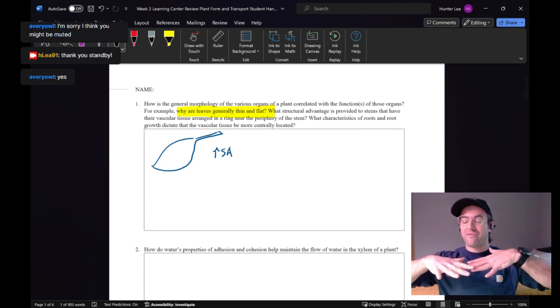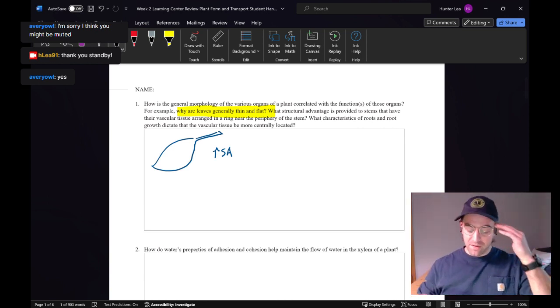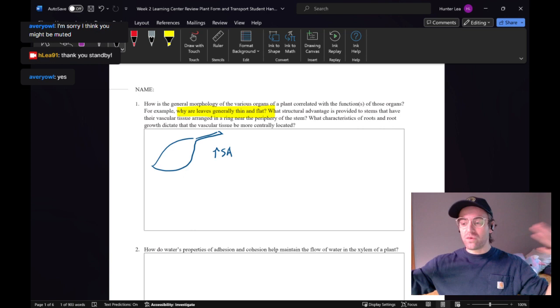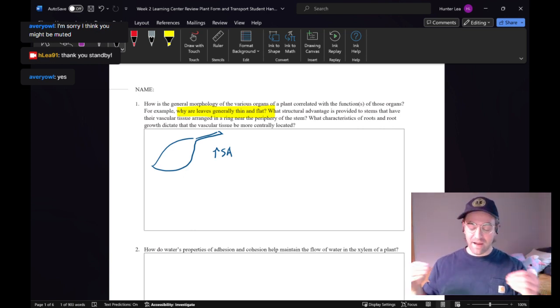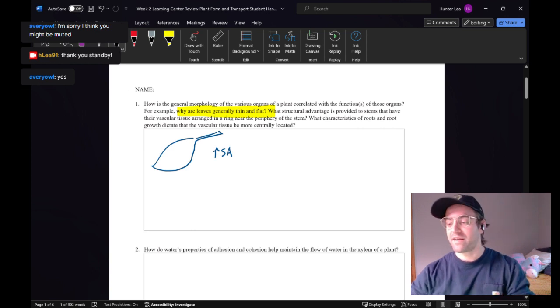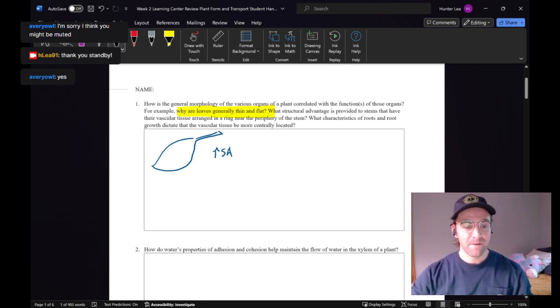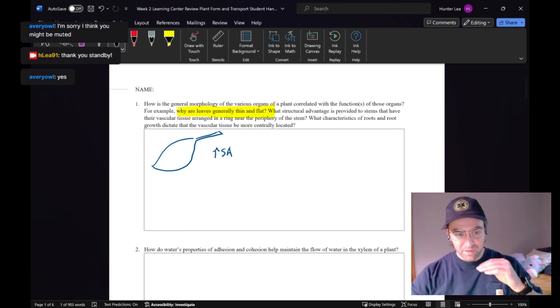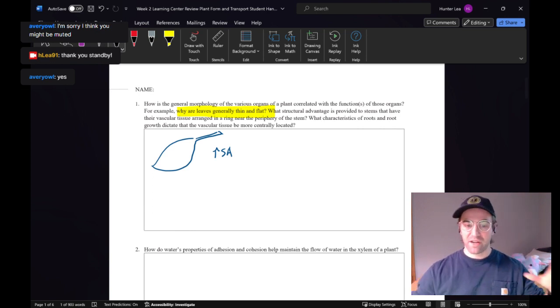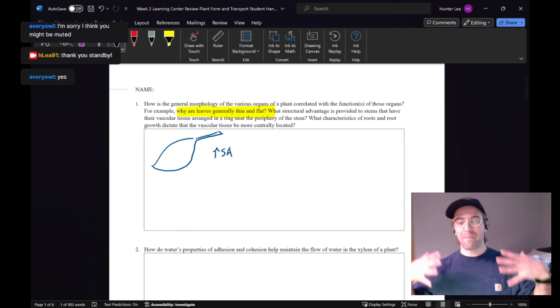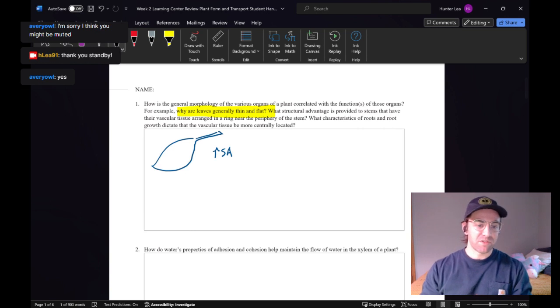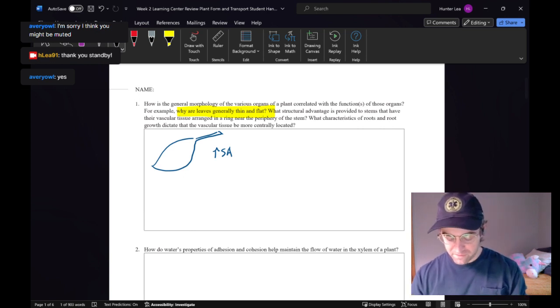it's functionally advantageous for them to expose a lot of surface to that sunlight to absorb it, and not expend a lot of resources in places they don't need. So again, thin flat leaves have a very high surface area to volume ratio, and as a result, they maximize surface area to expose photosynthetic cells to sunlight.